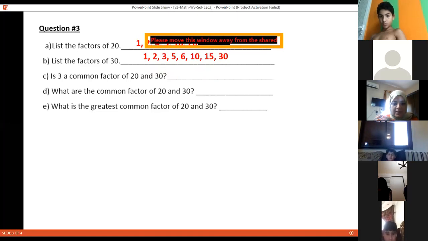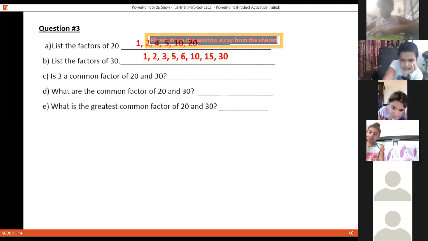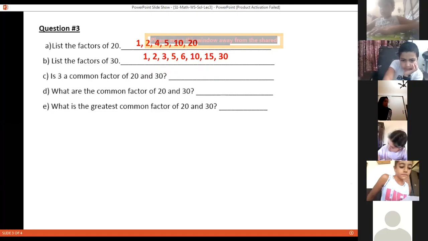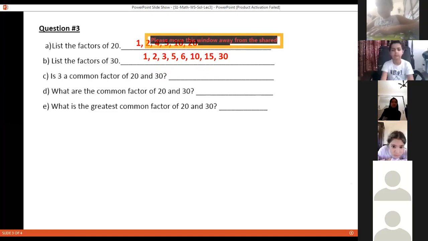Okay, thank you, Muhammad. Now I want Rasha. Yes, miss. Hi, Rasha. So Rasha, is 3 a common factor for 20 and 30? Think well. Can you find 3 in the factors of 20 and in the factors of 30? No, of course no. So Rasha, what are the common factors of 20 and 30?